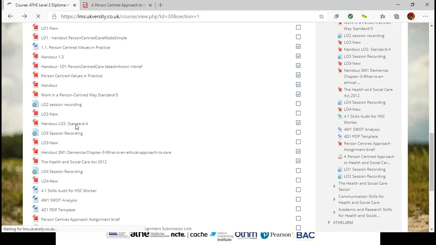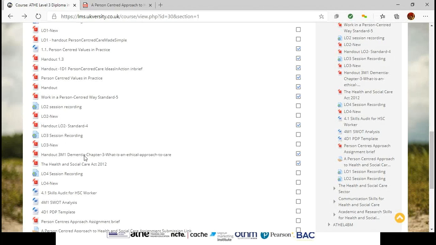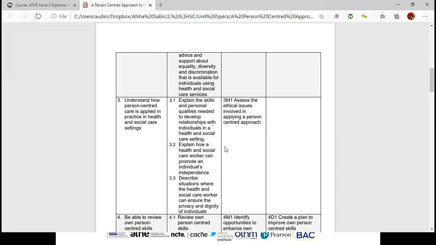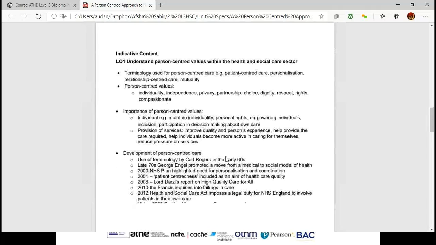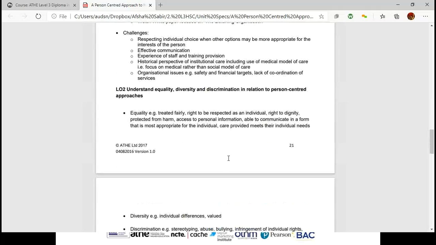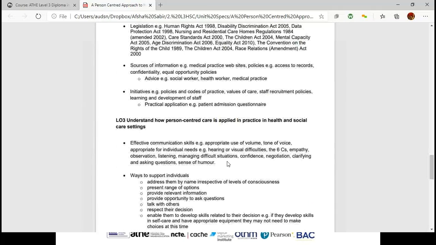So those are the two handouts. Handout 3M1, that's the first one, and then we have "Work in a person-centered way, standard 5." Those are the two things that I would recommend if you want to do more reading. Before I turn the recording off, I want to point out this indicative content again, like we do every lesson.